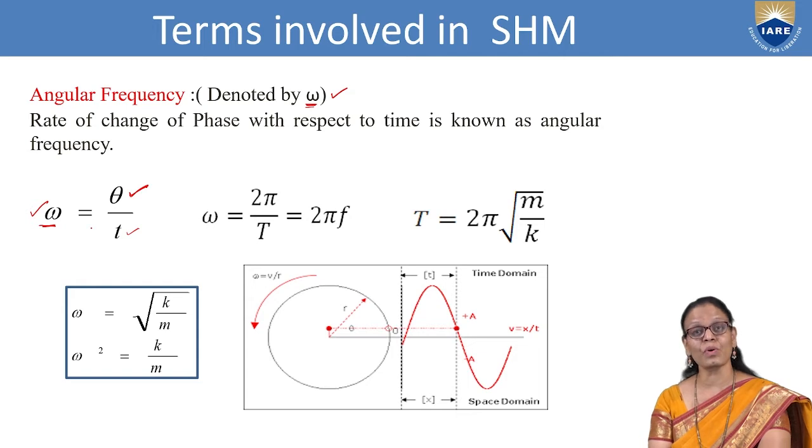Now, we'll try to understand. We will project a simple harmonic motion along the circumference of a circle and try to get the relation.